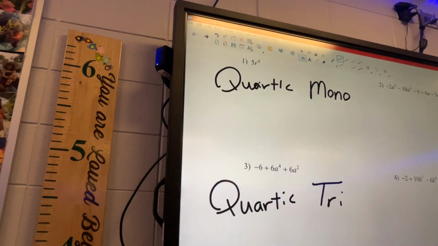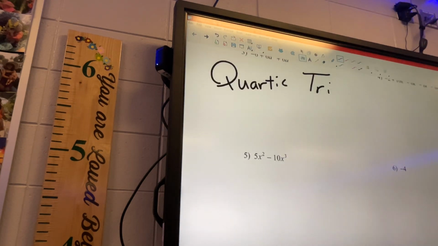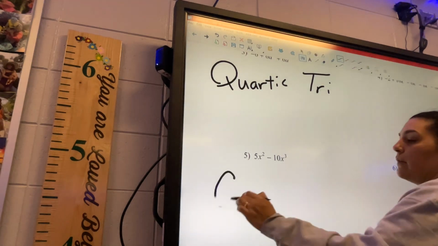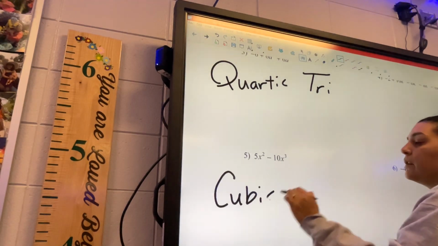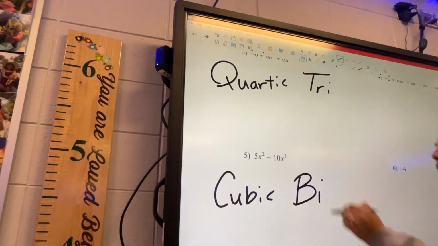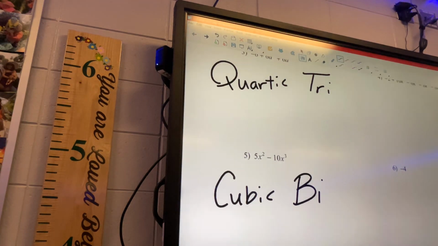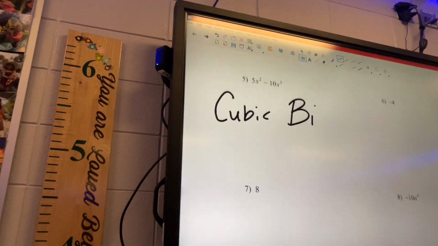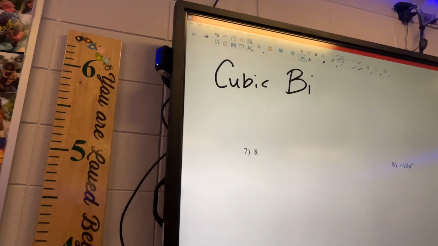Number 5. What is the highest exponent? 3. So it's going to be a cubic. How many pieces are there? 2. So it's going to be a binomial. Okay, and lastly, number 7 is going to be a constant what? Monomial. It's going to be a constant monomial.